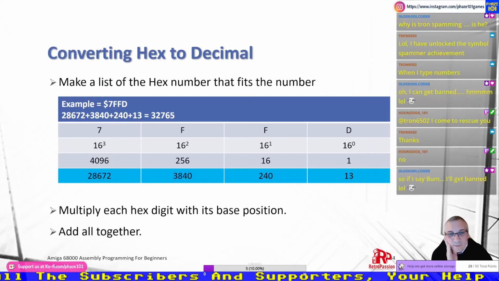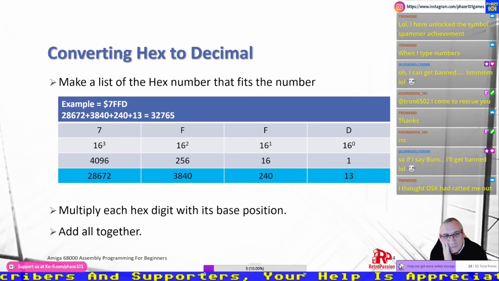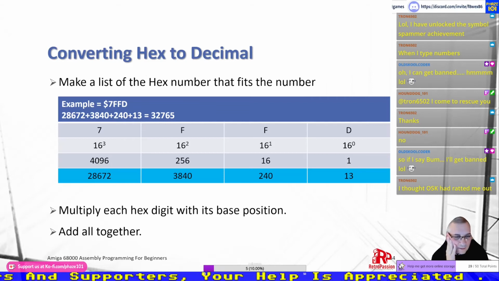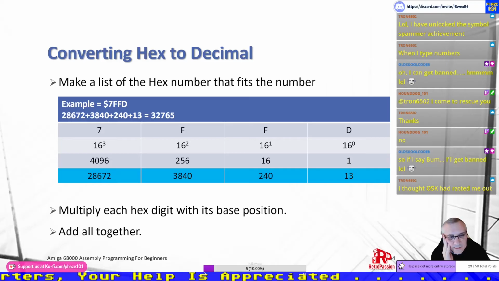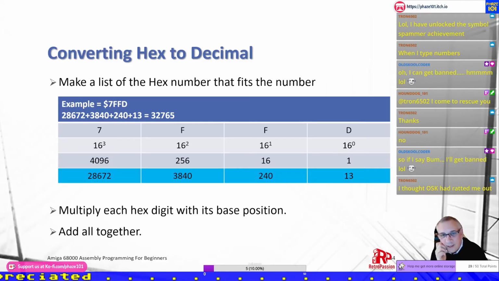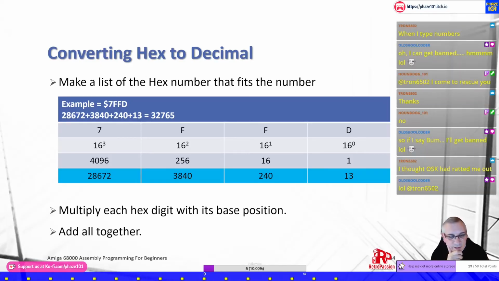Converting hex to decimal, so now we take the opposite. We do 7 times 4096, which is 28672. Then we take the F times 256, which is 3840, and we continue like that. When you add them together, it is 32765 again. So the opposite way around.